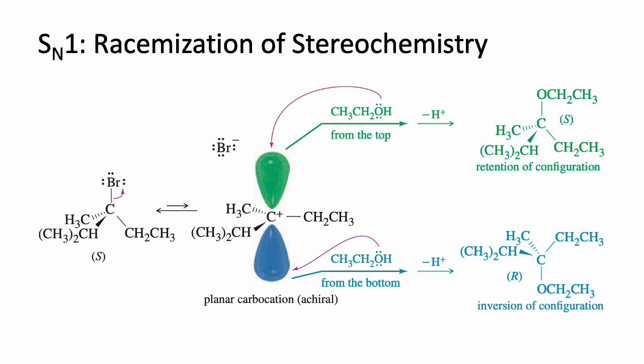So in SN2, we only get inversion because both steps happen at the same time and the nucleophile cannot approach the same side as the leaving group because it's blocked by the leaving group. But in an SN1, the nucleophile can attack both sides, can approach both sides, because the leaving group has already left, it's gone. So in an SN2, we only get inversion. In an SN1, we get inversion and retention. It can attack both sides.